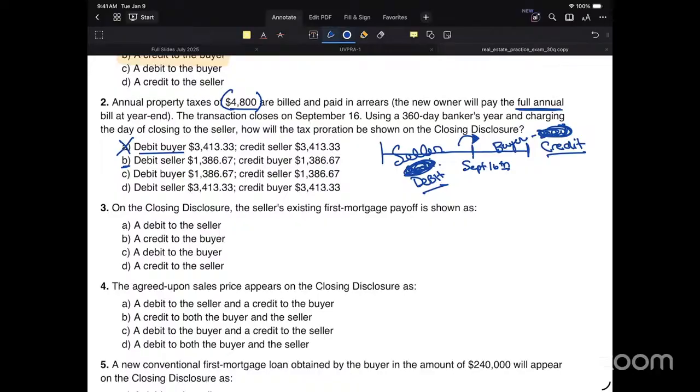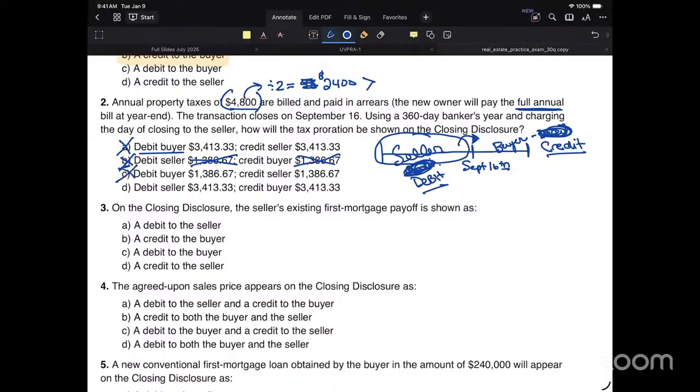I can eliminate this choice without doing any math because half of $4,800 would be $2,400. So we know the seller owes more than that $2,400, because they had this property the majority of the year. I don't even have to do math to know B is wrong. All right, C, debit the buyer. Well, we just said that's wrong. The buyer doesn't get debited, the buyer gets credited.